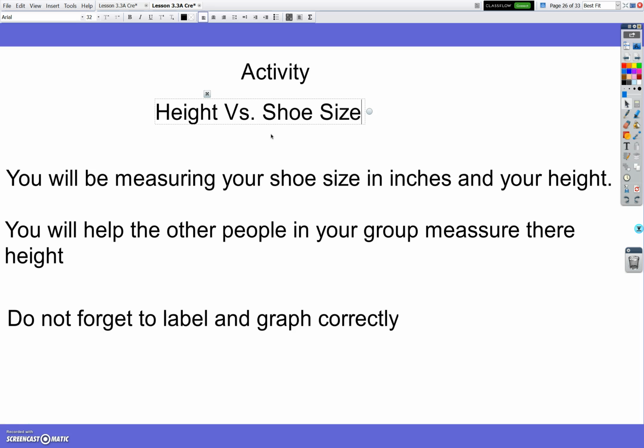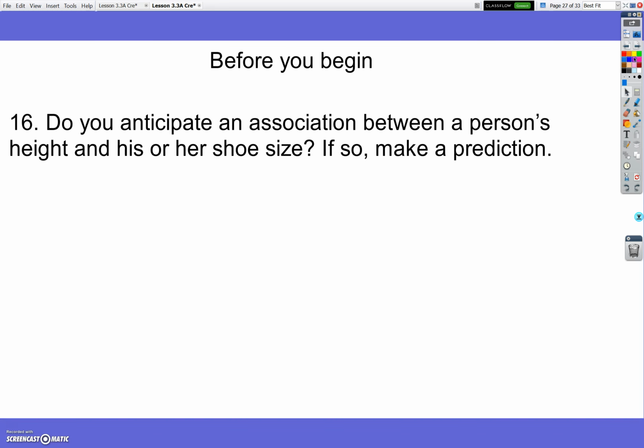If you're in Mrs. Griffin's class, it might be set up a little differently. You are going to measure your shoe size with your shoe on. I don't want any stinky socks. You are also going to measure your height and record the information below. I'm going to get you started. So before you start measuring, do you anticipate an association, a relationship, a pattern between your height and your shoe size? I want you to make a prediction.